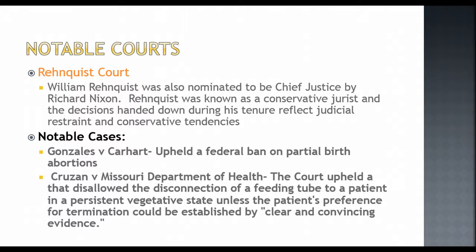William Rehnquist was also nominated as Chief Justice by Richard Nixon. Rehnquist was known as a conservative jurist, and the decisions handed down during his tenure reflect judicial restraint and conservative tendencies. So a couple of the notable cases for him are Gonzales versus Carhart, which upheld a federal ban on partial birth abortions, and Cruzan versus Missouri Department of Health. And this court upheld a decision that disallowed the disconnection of a feeding tube to a patient in a persistent vegetative state unless the patient's preference for termination could be established by clear and convincing evidence. So very, very conservative concepts.